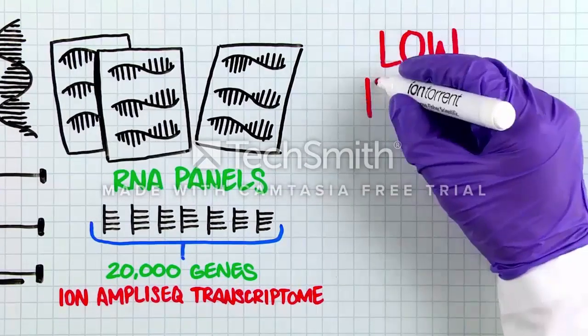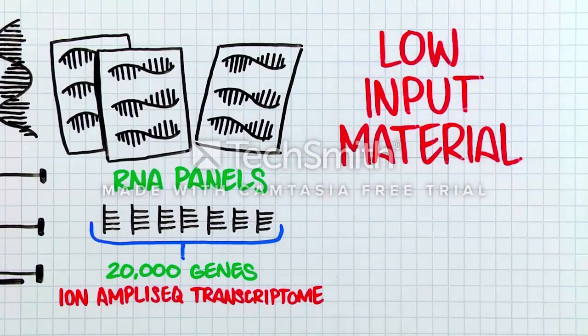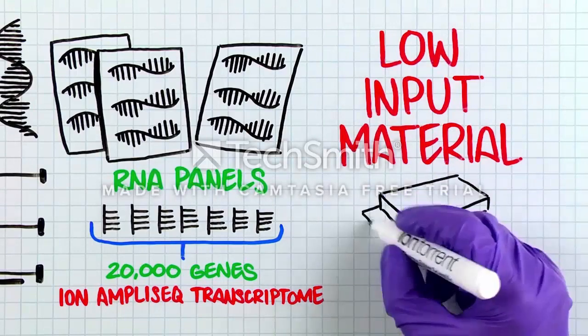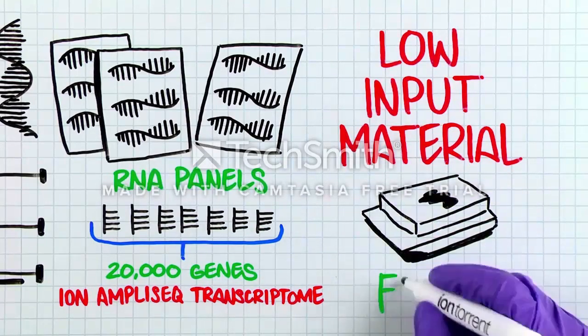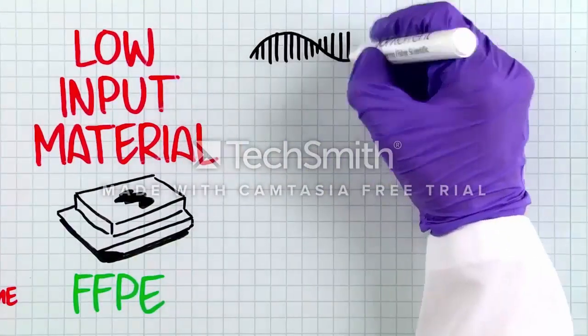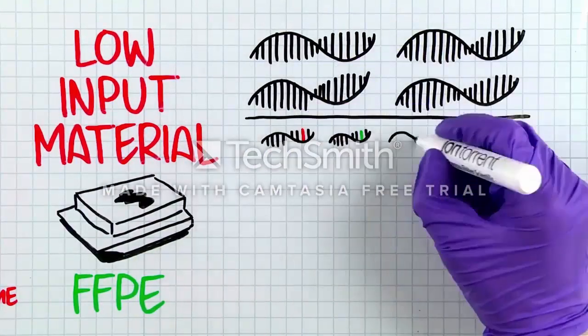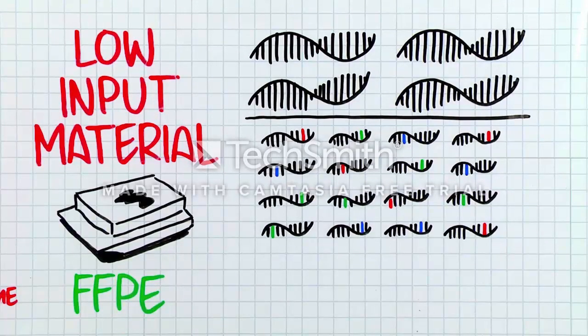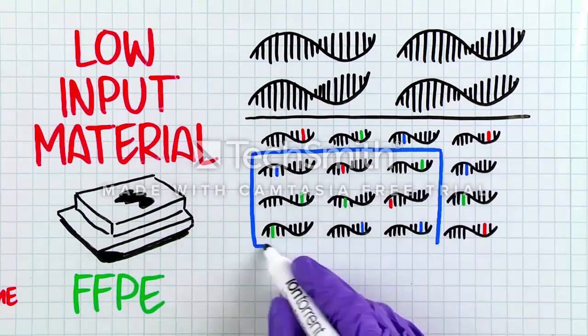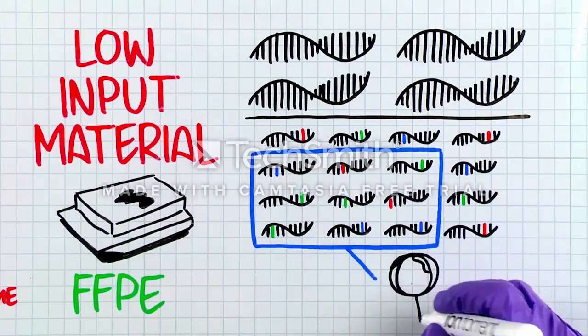These methods also allow for low input starting material and work well with degraded RNA, such as that sourced from formalin-fixed paraffin-embedded tissue, also referred to as FFPE. When combined with the ability to multiplex many samples and sequence them together in a single run, this approach provides the ability to economically analyze a large number of targets within a large number of samples.